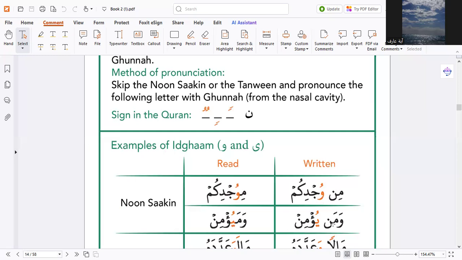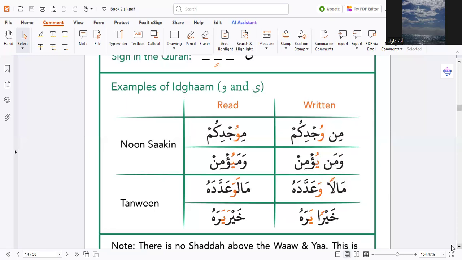Also, وَمَن يُؤْمِن. Here the noon sakina is followed by ya, so the tajweed rule applied here is idgham with ghunna. Also, مَالًا وَعَدَّدَ. Here a tanween is followed by wow, so the tajweed rule applied here is idgham with ghunna.